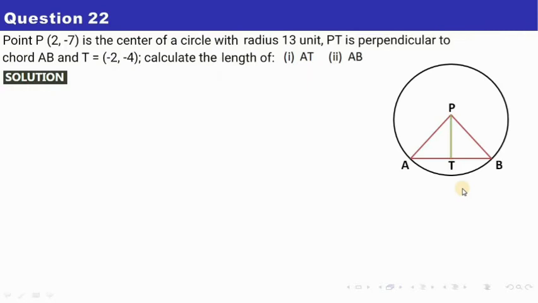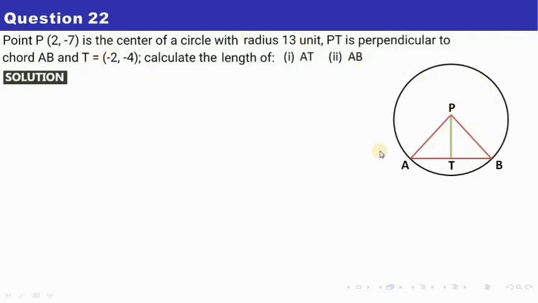Let's have a look at the next question now. P is the center of a circle, and the radius is given to be 13 units. PT is perpendicular to a chord AB. Since you have already learned the chapter on circles, it's going to be easy for you to understand here.